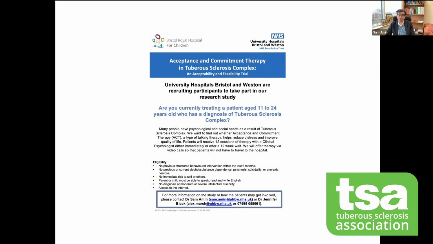All you need to do is email us if you are interested. You can either email me directly, or you can email Alex, who's our neuropsychologist, who's the main researcher for this study. At the moment, the age criteria is 11 to 24, but we may need to consider this age inclusion in the near future if we think this is a limiting factor for recruitment. But please let us know if you are interested, and you will get 12 sessions of therapy, and it's all done virtually.